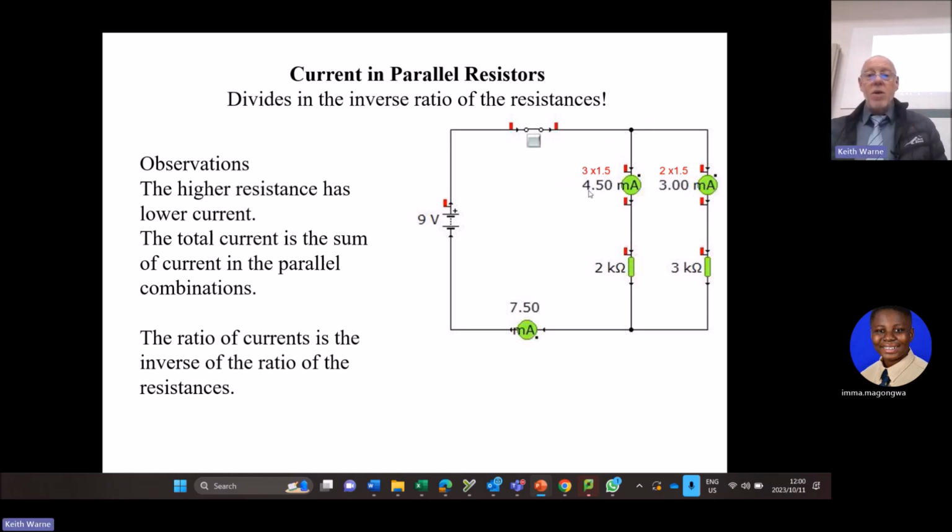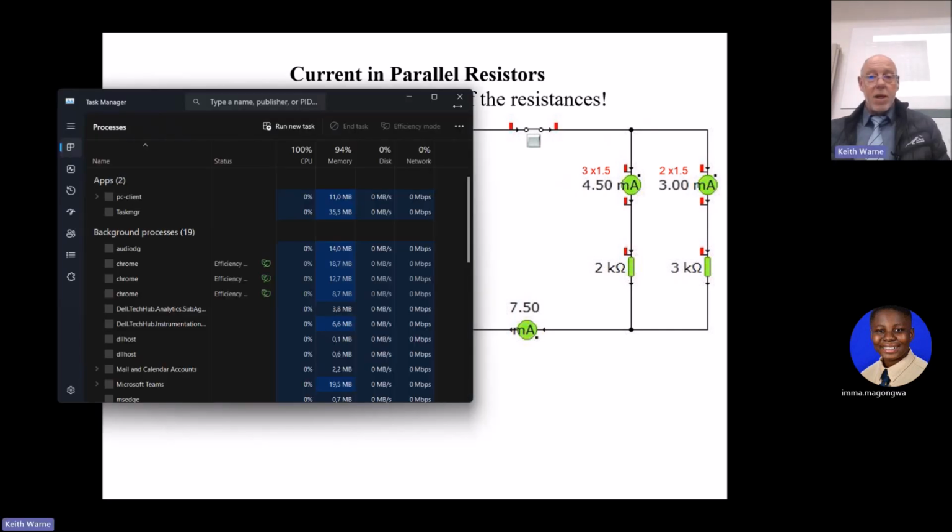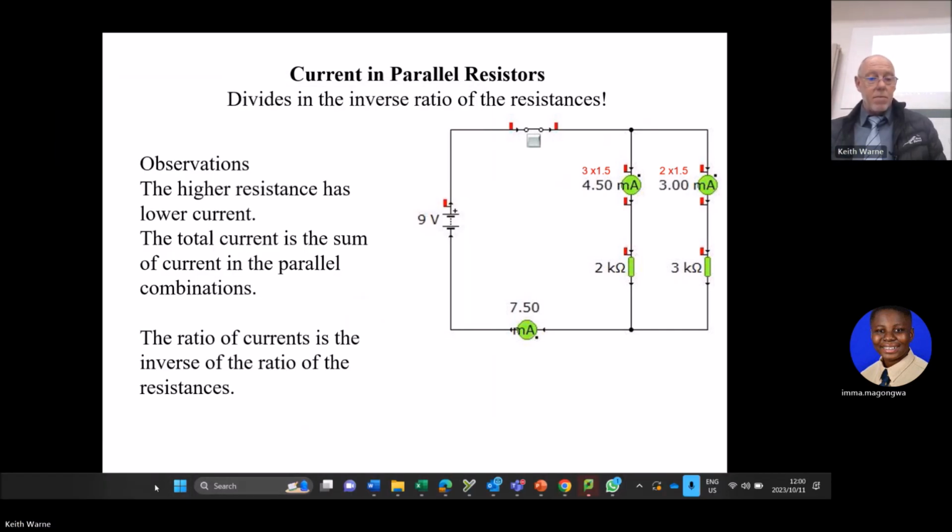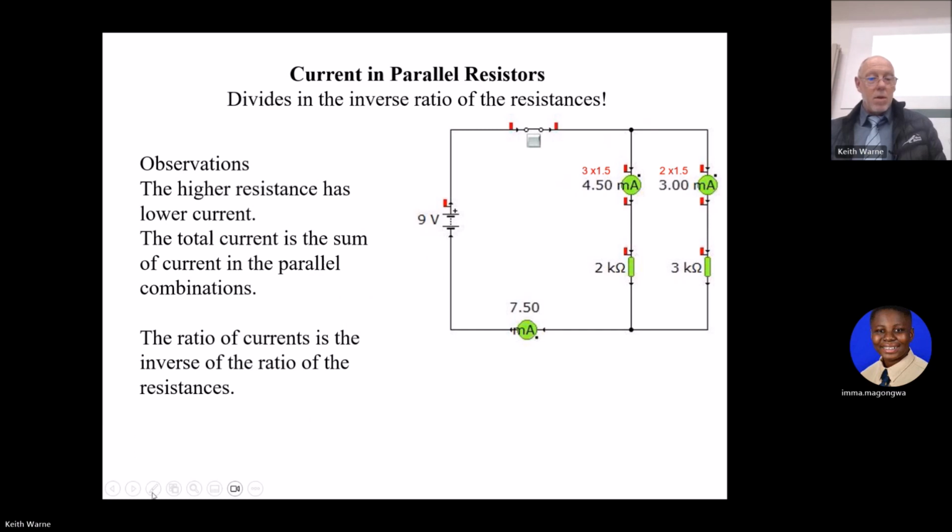So the value in black is the reading on the ammeter. And you should be able to see here that the 2 kilo ohm resistor had 4.5 milliamps of current flowing through it. Now, how would you write 4.5 milliamps in scientific notation? 4.5 times 10 to the minus 3.